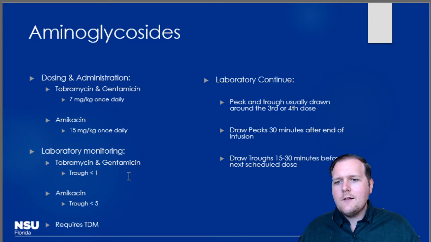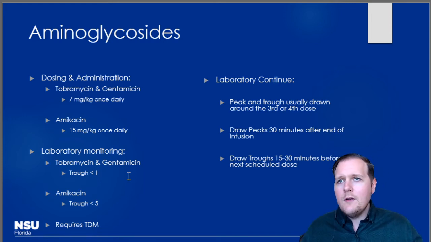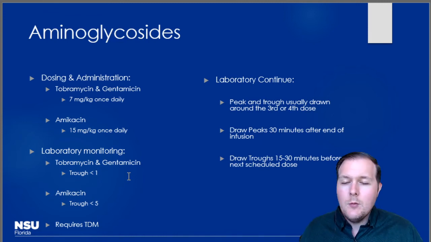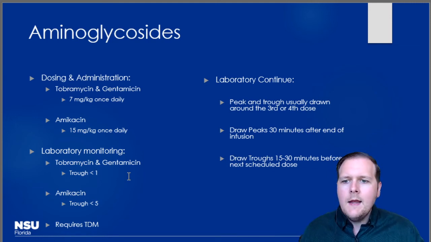Here, because these are concentration-dependent killers, and we switched from giving Q8 hours dosing to Q24 hours, we're giving a really big dose all up front, slamming them with a really big dose. So we know those peaks are going to be high. It's impossible that they wouldn't be, unless the patient wasn't really getting the drug. So peaks are going to be high. But what we want to do here is check the trough to make sure that they are low.